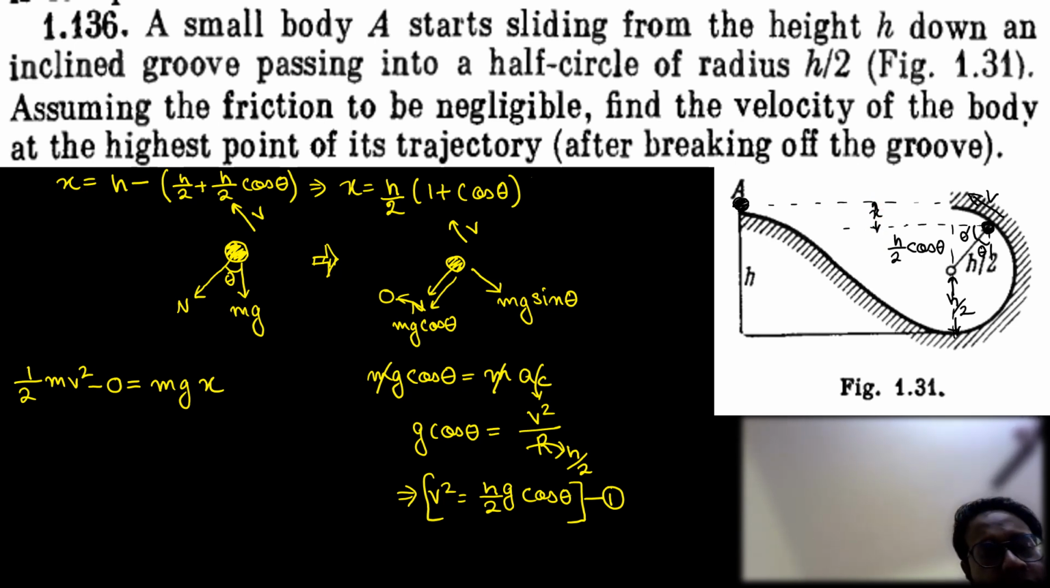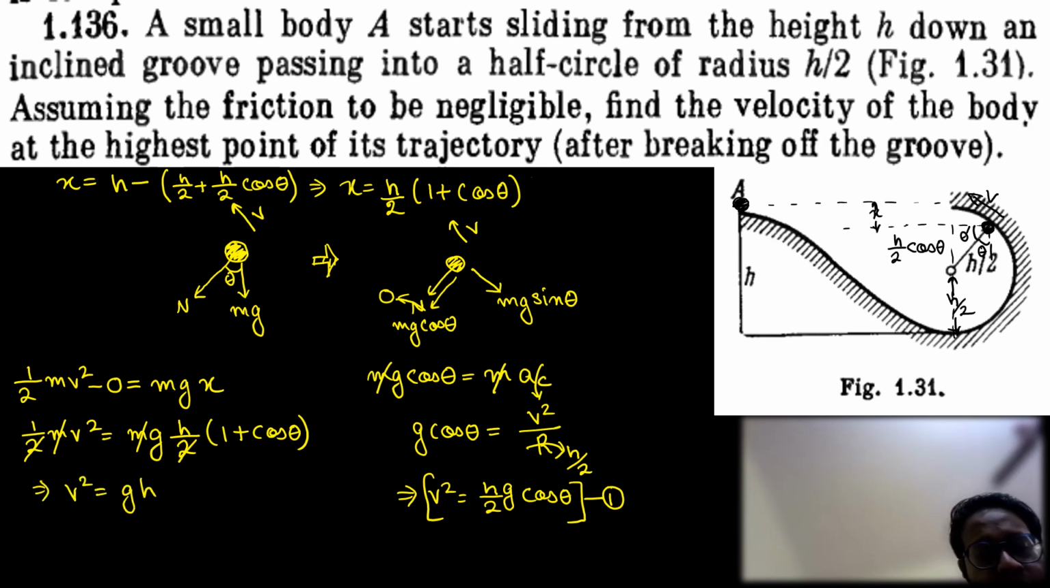Okay, so I can write it as half mv square is equals to mg into, what is the value of x? h by 2, sorry, h by 2, 1 plus cos theta. m and m would get cancelled, 2 and this 2 would get cancelled, or v square is equals to gh 1 plus cos theta. Okay, this is equation number 2.